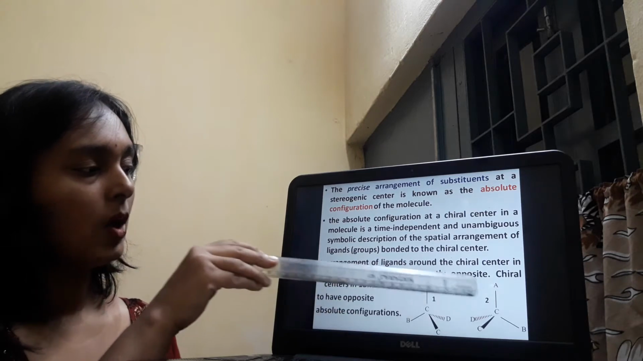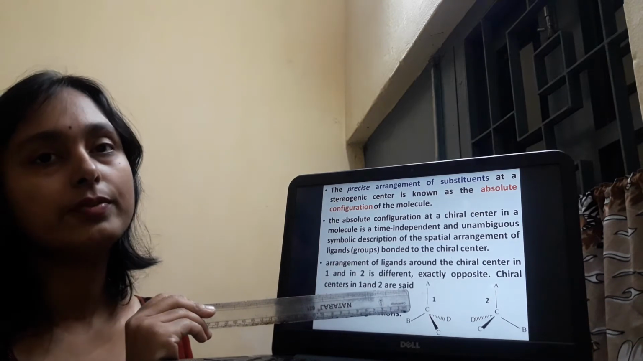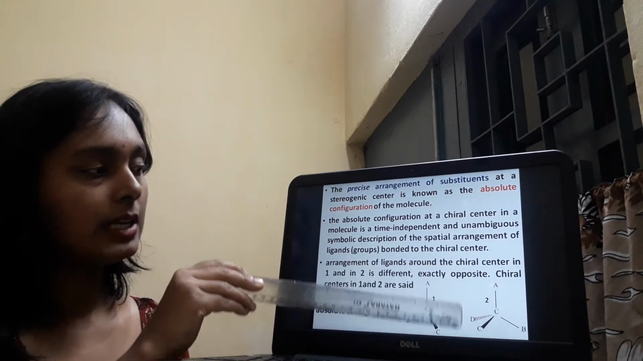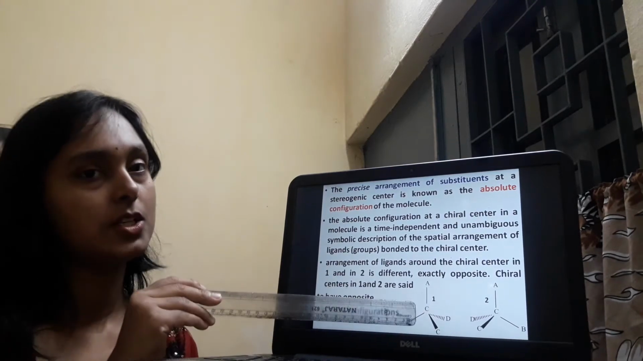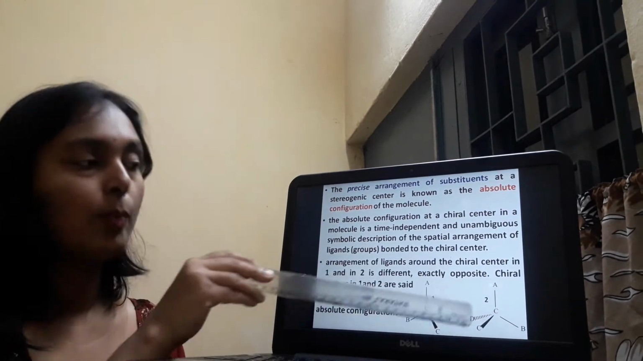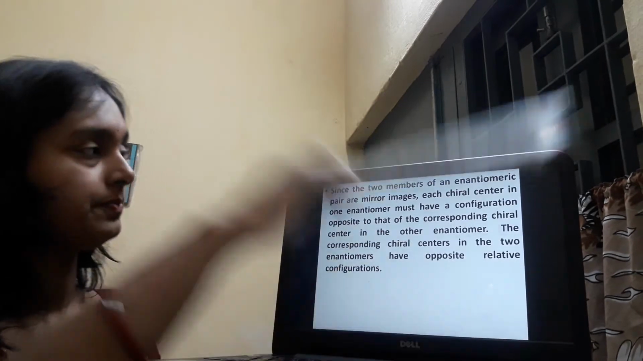Chiral centers in 1 and 2 have opposite absolute configuration, as they are exactly opposite, and they are also mirror images of each other. So they have opposite absolute configuration.